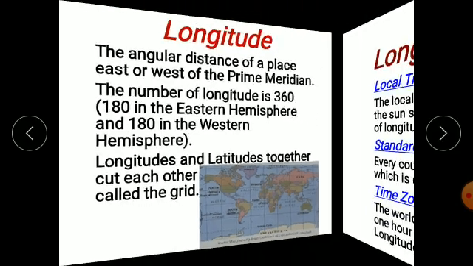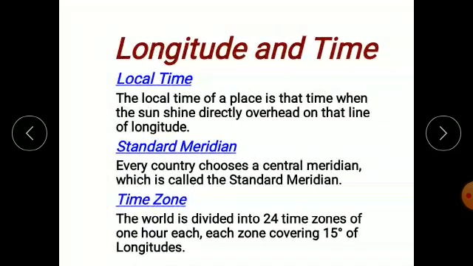Now students, let's know the longitude and time. Longitudes have one more function. They help us to calculate time. So first let us know about local time. What is local time? Students, the sun is the best timekeeper. The earth takes 24 hours to complete one rotation. It means it takes 4 minutes for each degree to pass in front of the sun.